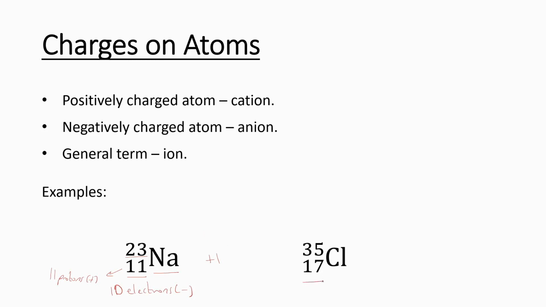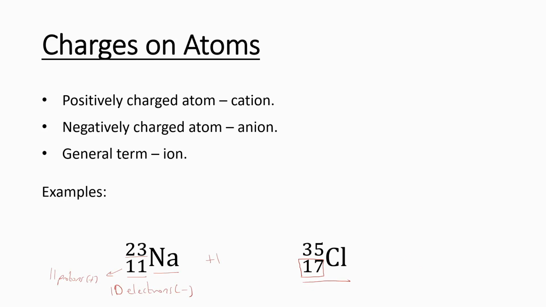Let's look at chlorine. Now sodium is a metal, and at GCSE you've learned that metals lose electrons. You've also learned that non-metals like chlorine gain electrons. But in a mass spectrometer, any atom can lose electrons, even a non-metal atom. So for chlorine, it has 17 protons, and in a neutral atom, it has 17 electrons. If we lose 1 electron, it has an overall charge of +1, so it will become a cation.